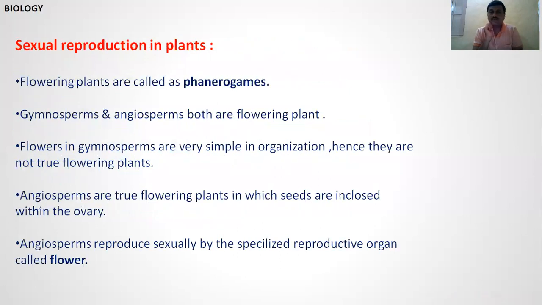Then sexual reproduction in plants: angiospermic flowering plants develop a specialized reproductive organ called the flower. It is a highly modified and condensed reproductive shoot. In the next lecture we will study the flower, the parts of the flower.